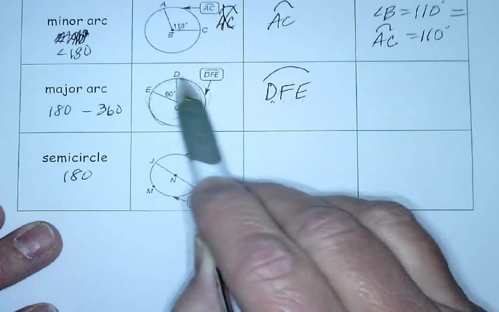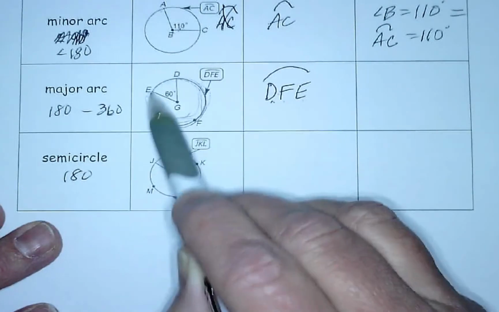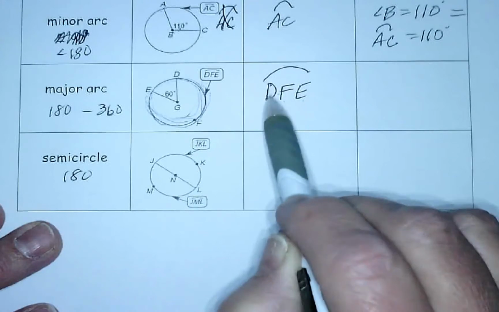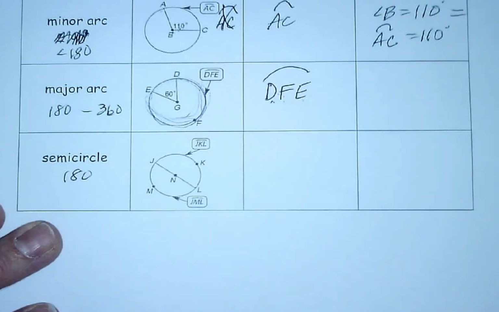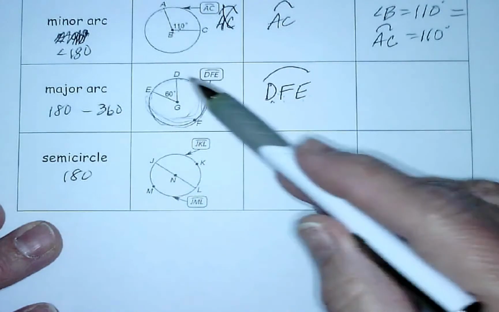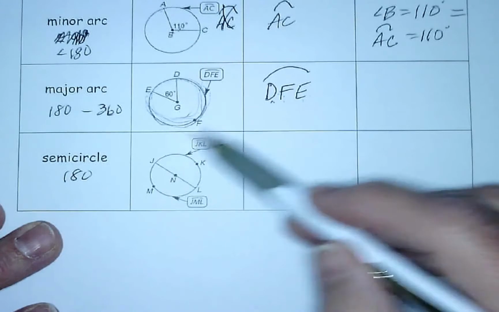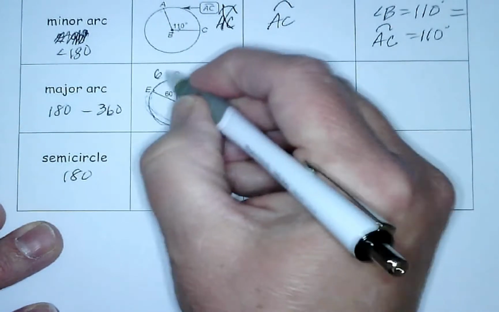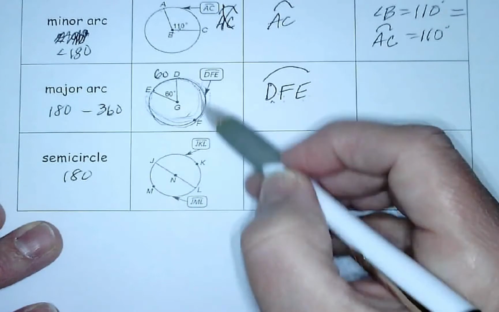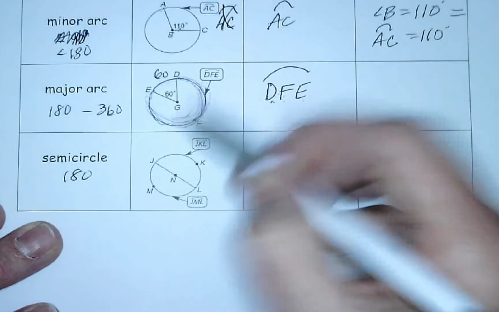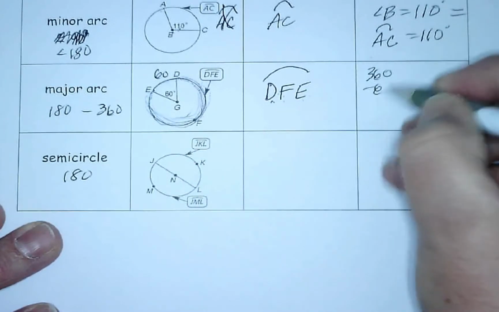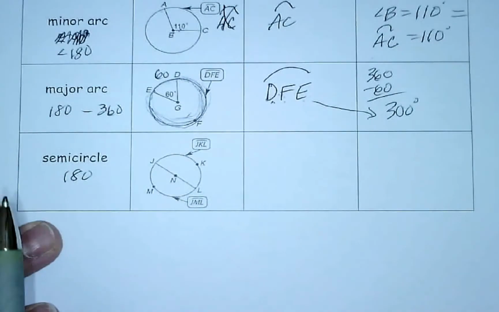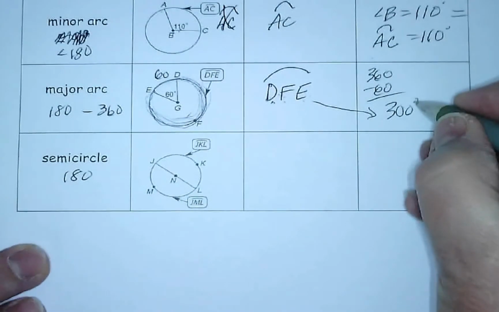So this helps us know which way that we're going. Are we doing this little piece here, or are we doing all the way around? All the way around is a major arc, and it's going to be symbolized by three letters. If we want to find the measure of that arc, we can see that this one is 60, so that means DE is 60. So the measure of the rest of the circle, that arc, is going to be 360 minus the 60, or 300 degrees. So arc DFE is going to be 300 degrees.